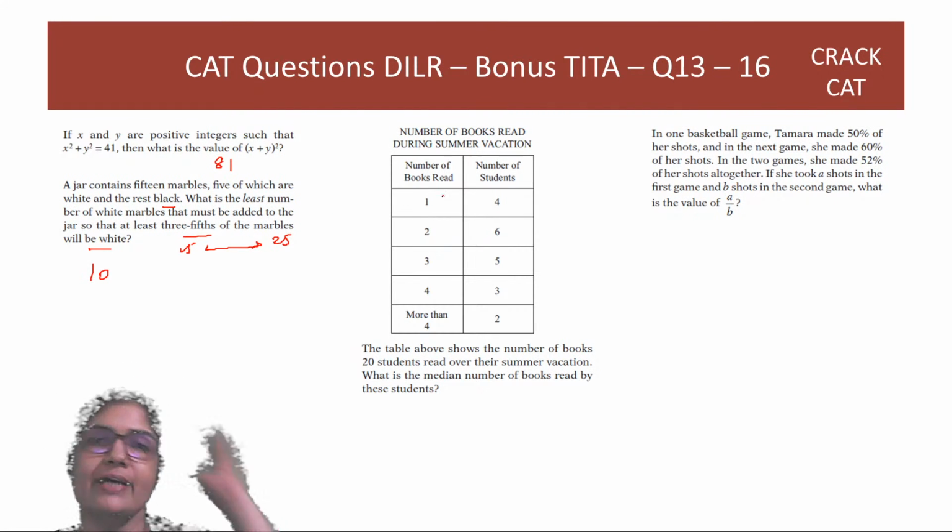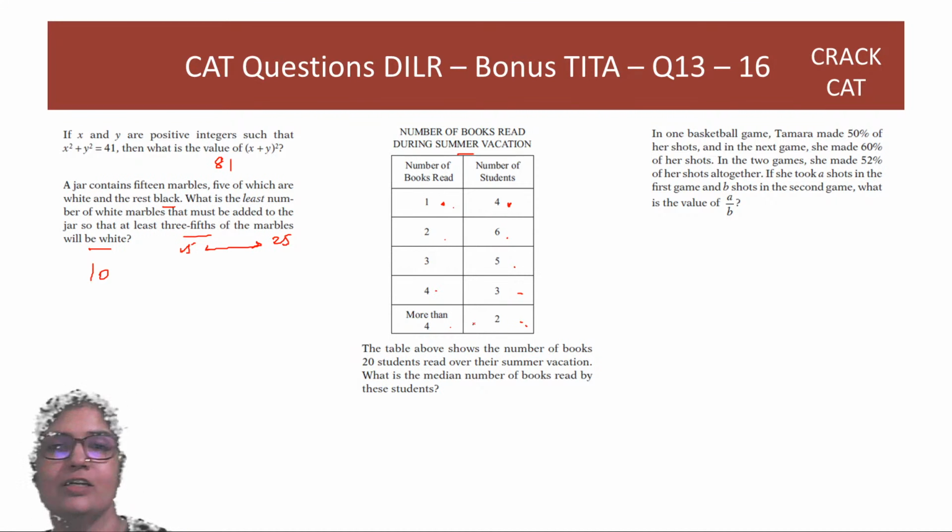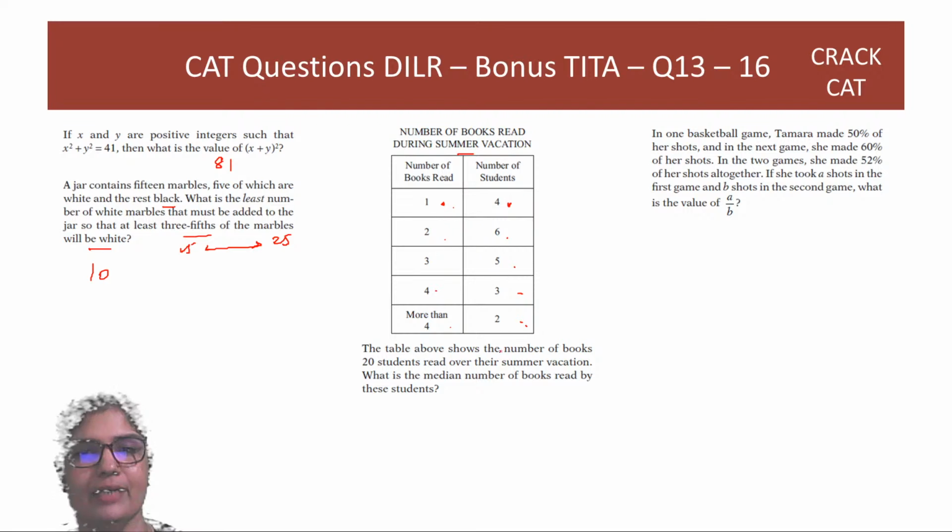Number of books read during summer vacation. 4 children have read 1 book, 6 children have read 2 books, 5 children 3 books, 3 children 4 books and 2 children more than 4. This is the breakup of 20 students, right? What is the median number of books read by these students?